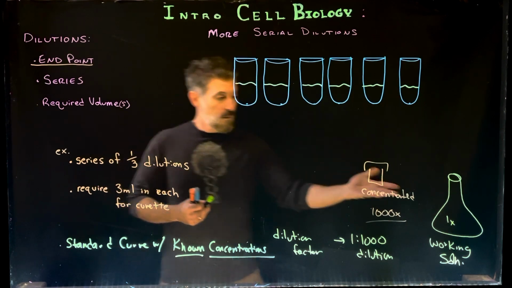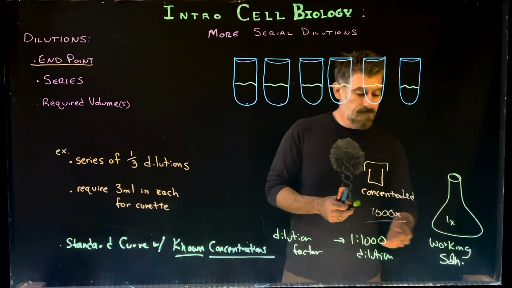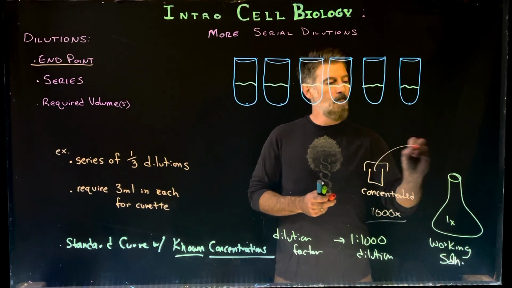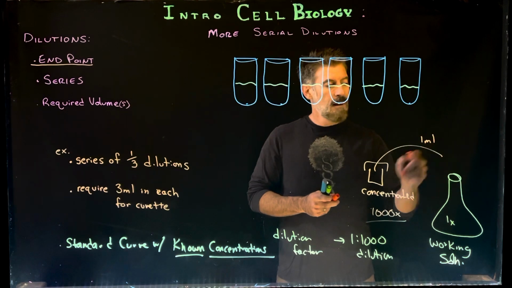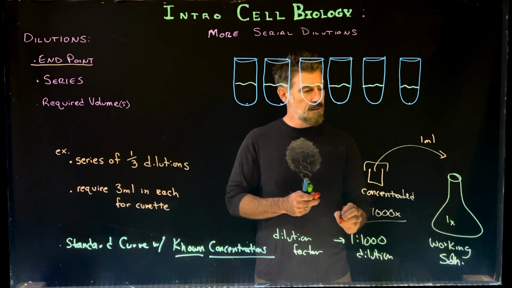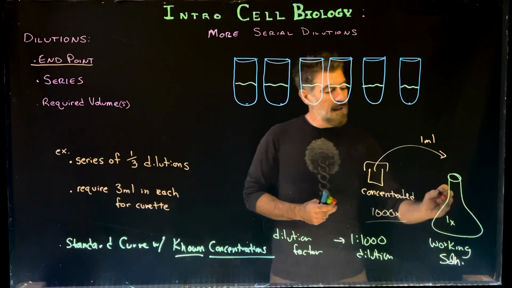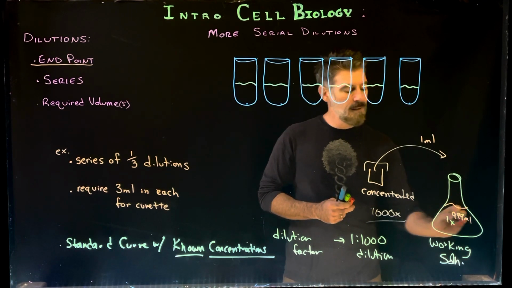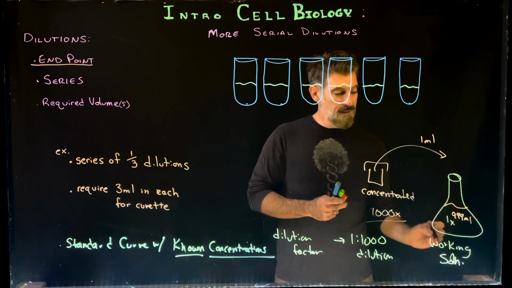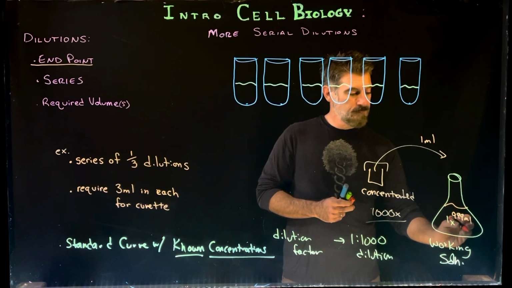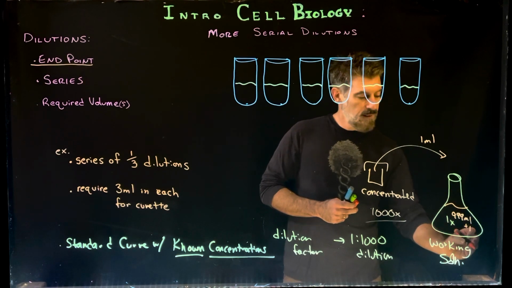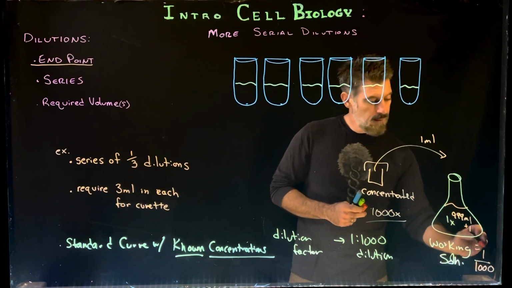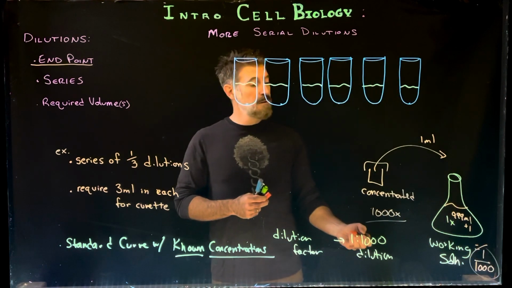So let's go to this simple example, the 1 to 1,000. You could do it in a single step where you simply take 1 milliliter of the original concentrated solution, but instead of adding it to 1,000, you would add it to 999 milliliters. And 1 plus 999 milliliters would be 1,000. So then we have a 1 to 1,000 dilution.